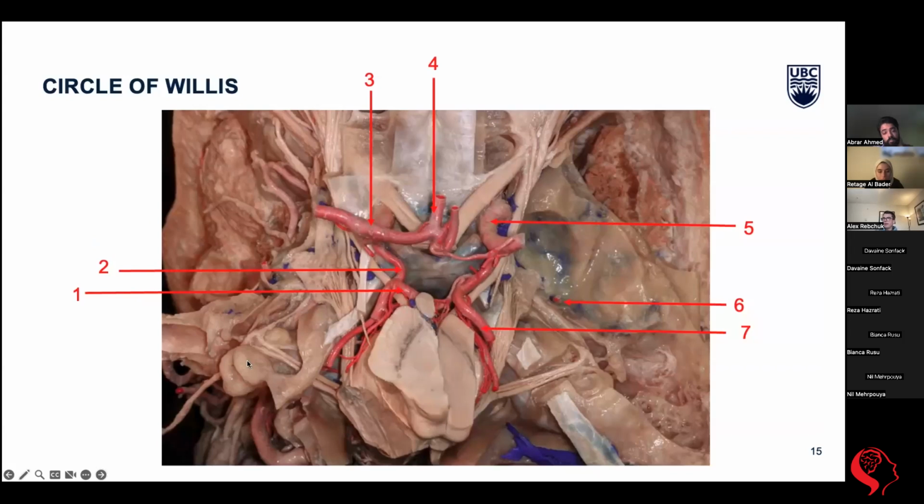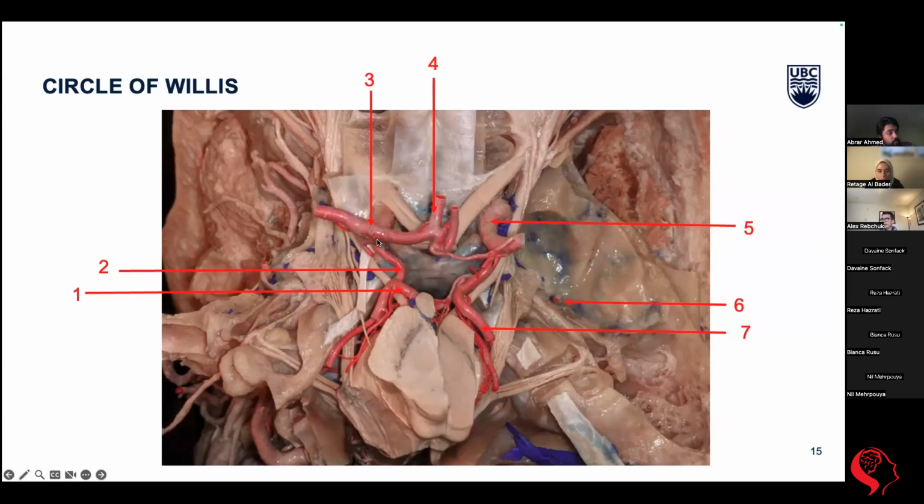This is what we ask our first year residents to sort out, being able to apply that picture of the circle of Willis and apply it to surgical anatomy. So this is what it starts to look more like, and the brain stem is removed here, but this is becoming a bit more realistic about how to sort this stuff out. So 1, if you can, is going to be a P1 segment of the PCA. So these are the PCAs coming back around the brain stem.